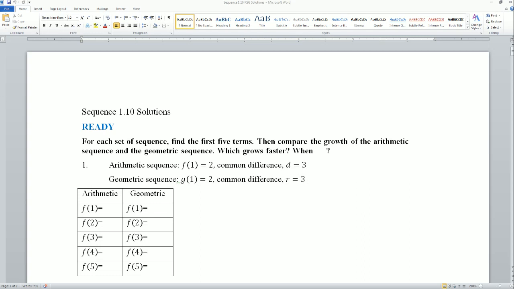Welcome, this is the sequence 1.10 solutions for the ready set go part. Here we have the ready part.